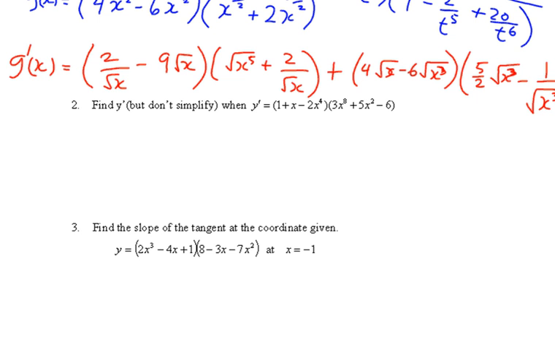If they ever do give you a polynomial function like in number 2, it becomes really easy to do, especially if they don't require you to simplify. So for number 2, this question can be done in less than a minute. Yeah, less than a minute for this one.